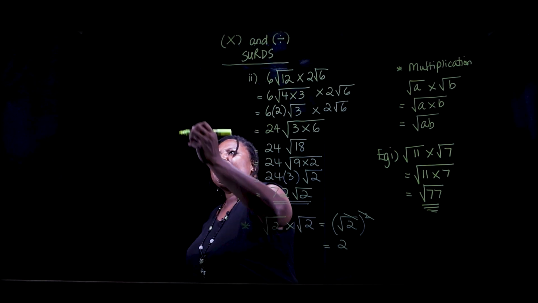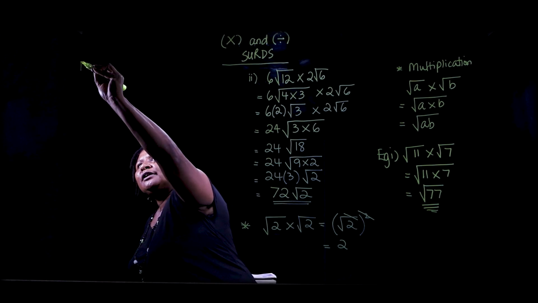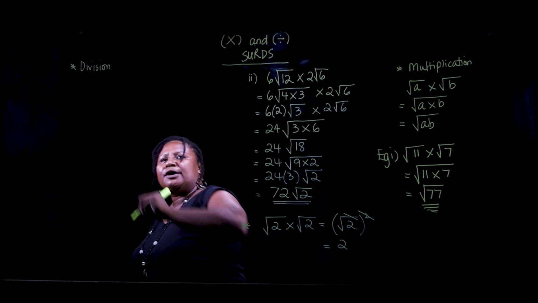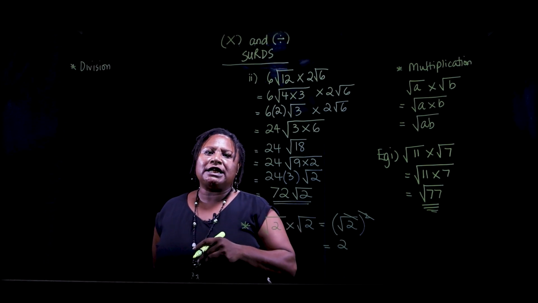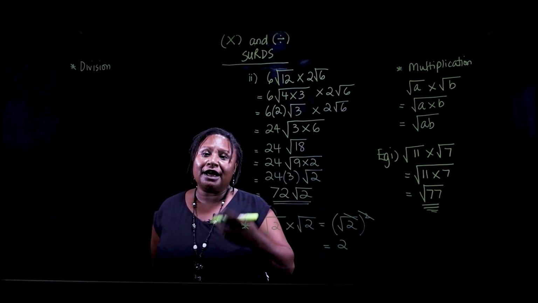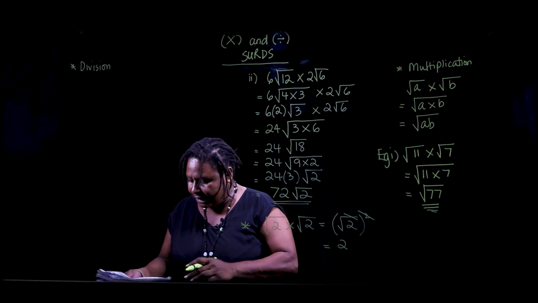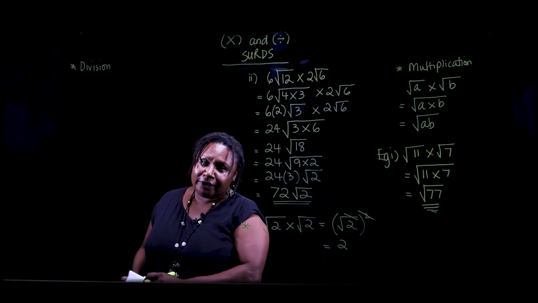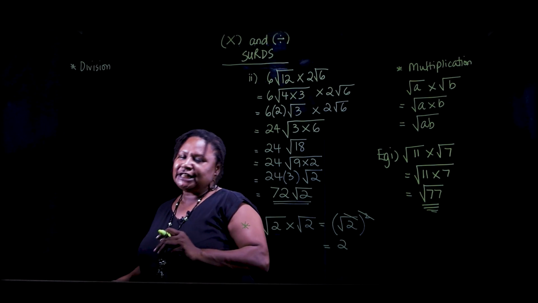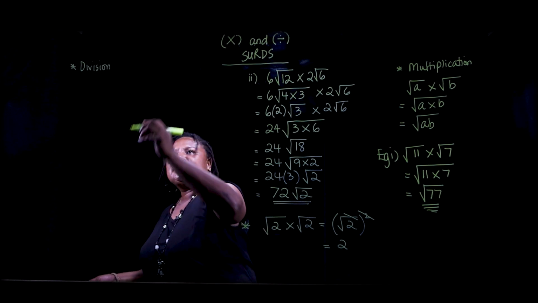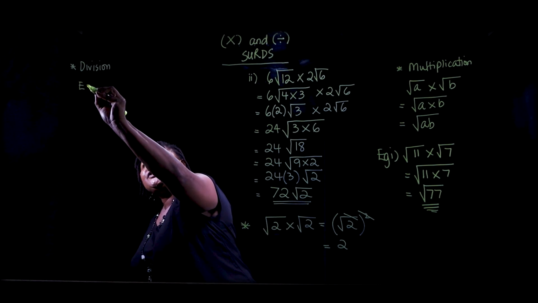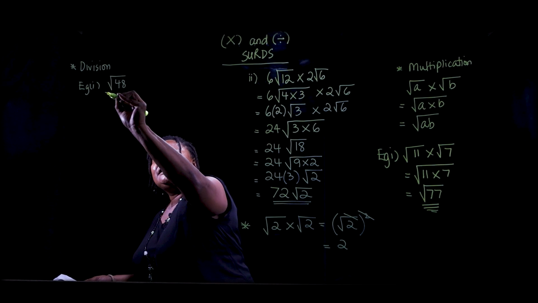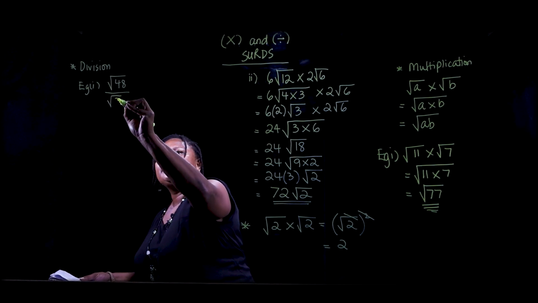Now when we get to division, with division, we work with the numbers under the radical sign, which are divided before we take the root sign. So let's look at one simple example first, and from there we will get to more tricky exercises. Let's see example 1 under division: root 48 divided by root 3.